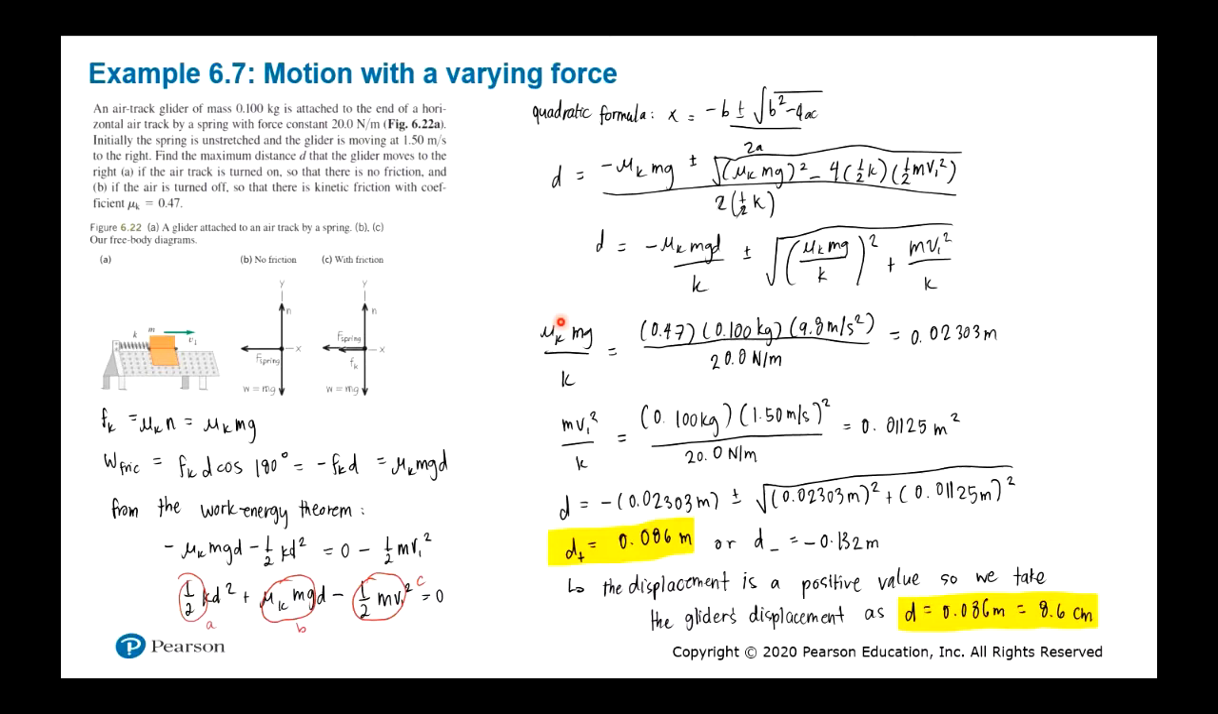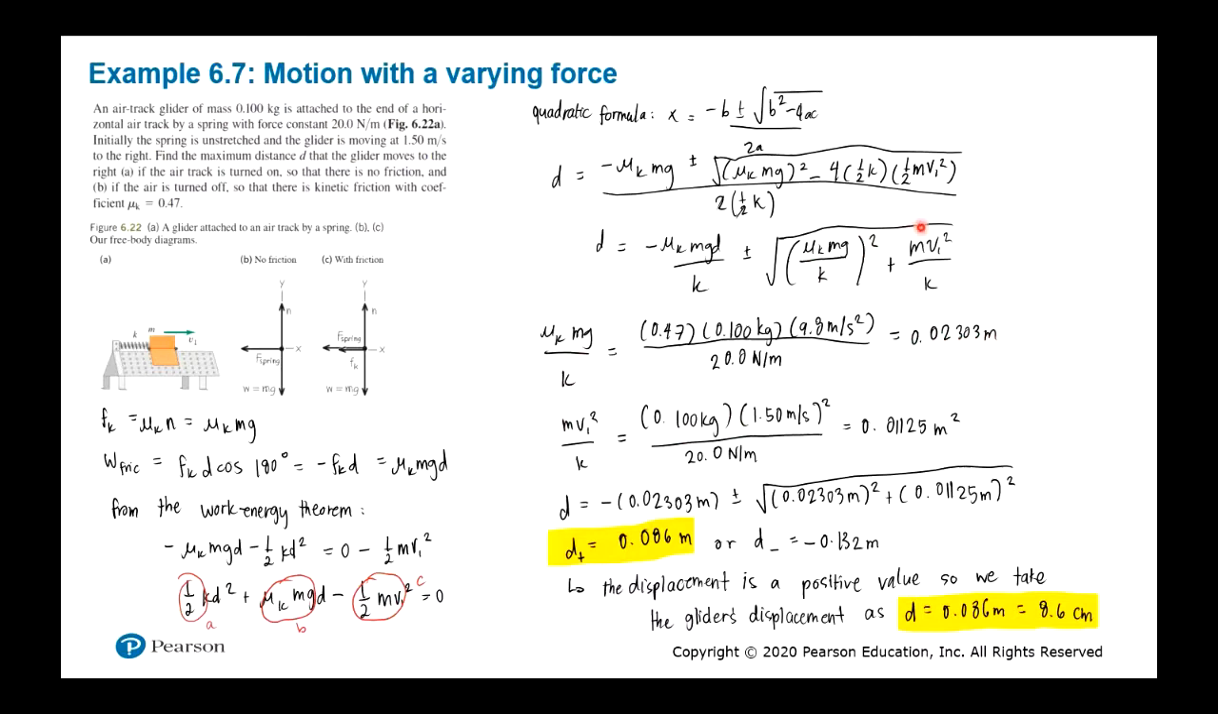let's try to solve each little component first, because it's so long, starting with mu k mg over k. We have mu k equal to 0.47, which is already given. We are also given the mass of 0.1 kilograms. We also know that the gravitational acceleration is 9.8 meters per second squared all the time, and that k is equal to 20 newtons per meter. So this part of the equation is equal to 0.02303 meters.